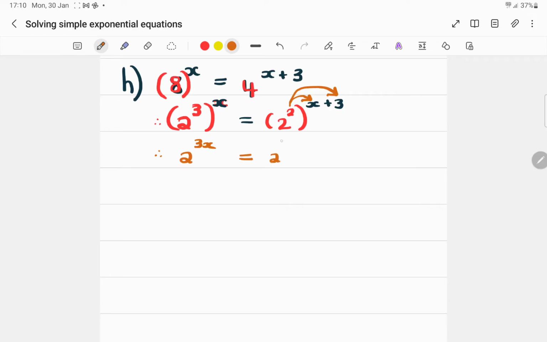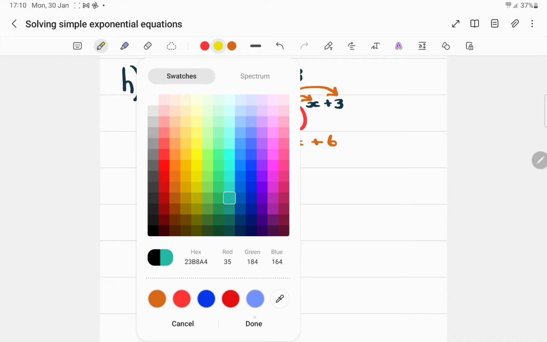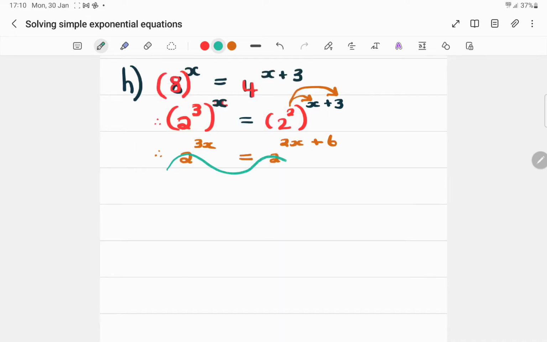So it's going to be 2 to the power 2x plus 2 times 3 is 6. Okay, so it doesn't just go to the first term. The 2 gets multiplied with the x and the 3. And now we can say we're going to drop it like it's hot. And we're going to equate the exponents to each other.